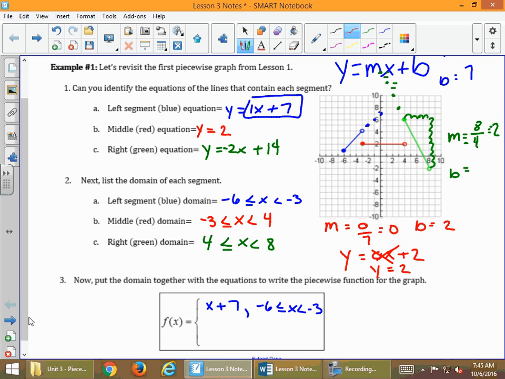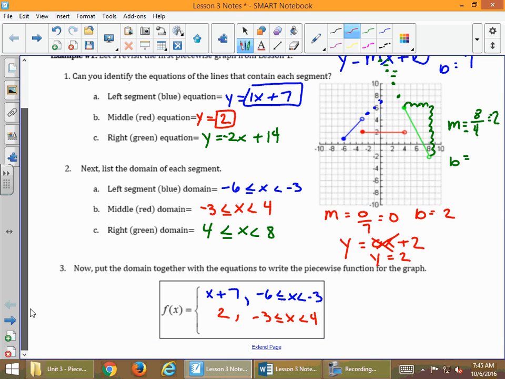Take the equation, and again, you don't need the y, you just need this part of the red line. And then you just write the domain. And then lastly, you take the equation of the green line. Don't have the y. The y is already represented there. Negative 2x plus 14, comma, the domain. Done.